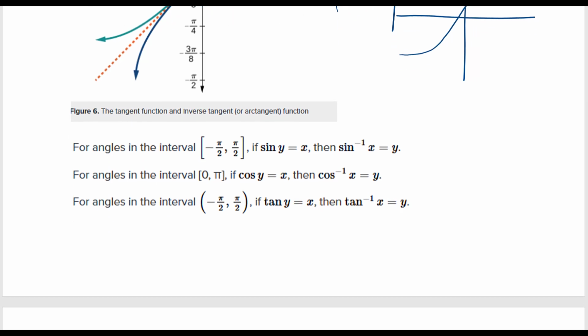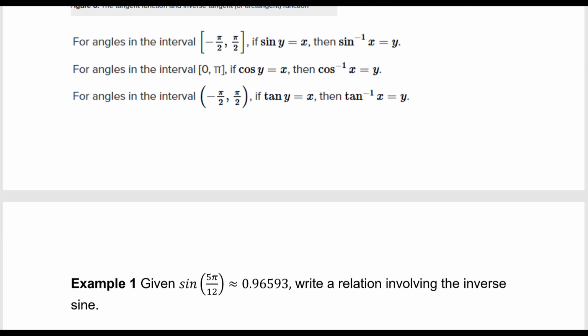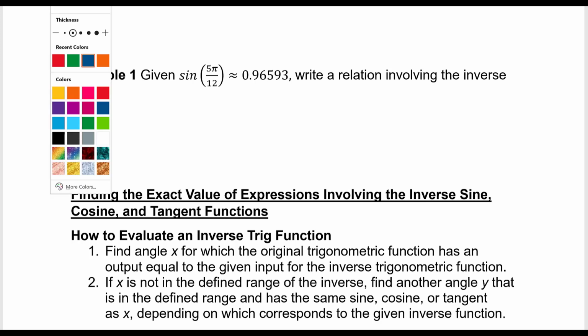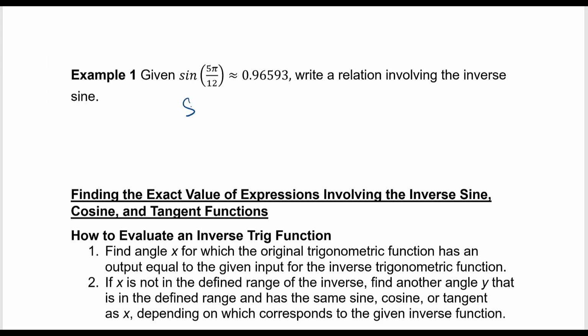Okay. Let's see how we can use this. Given that sine of 5pi/12 is approximately 0.96593, write the relation involving the inverse sine function. So sine inverse of 0.96593 is approximately 5pi/12.